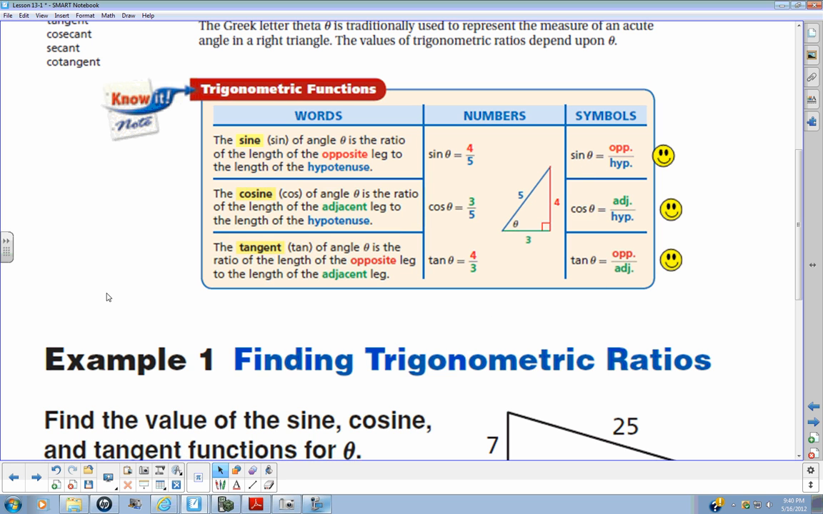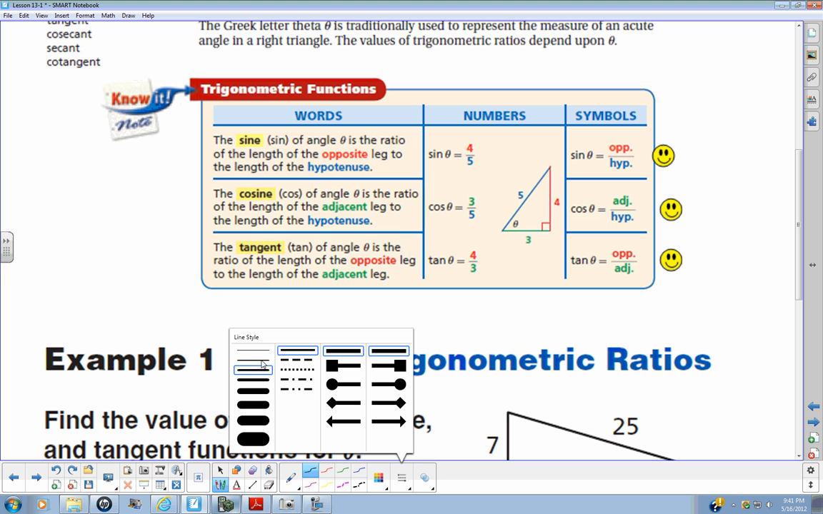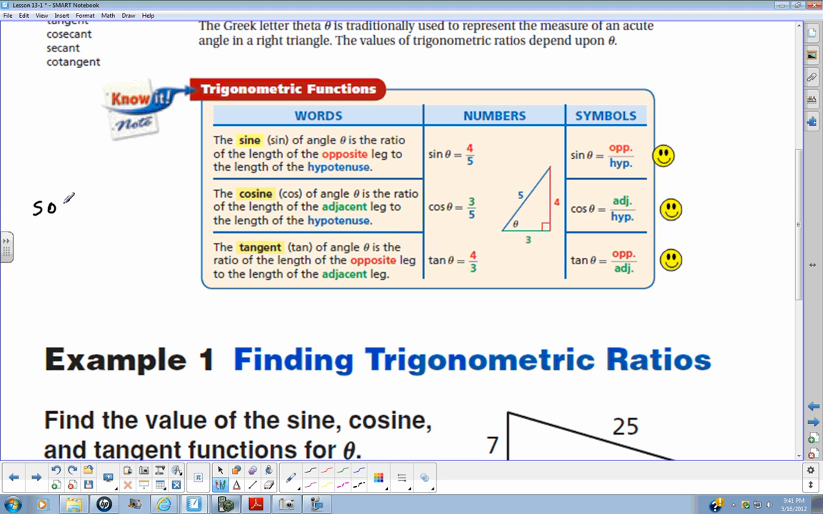One way you can remember these is a little abbreviation. It's called SOHCAHTOA. That's just the abbreviation that we have. Sine is opposite over hypotenuse, cosine adjacent over hypotenuse, and tangent opposite over adjacent. Just an easy way to help remember them.